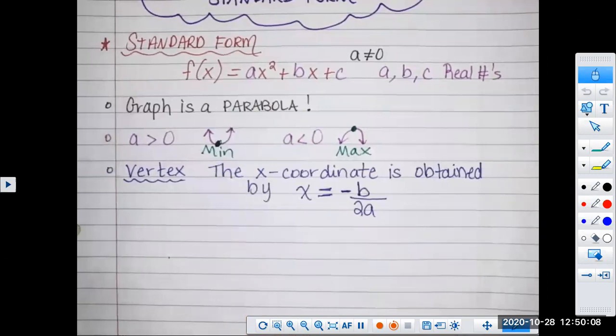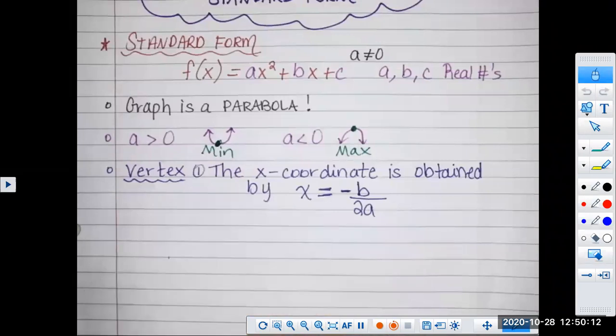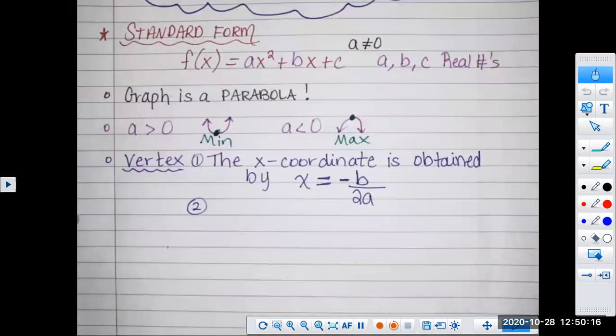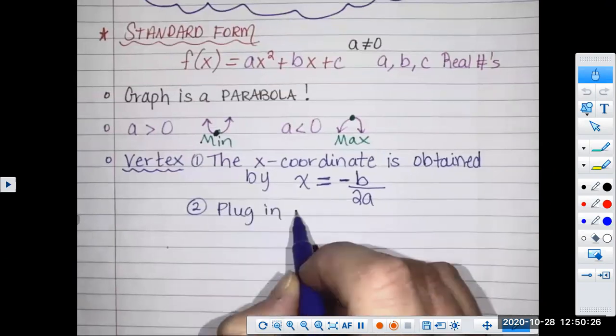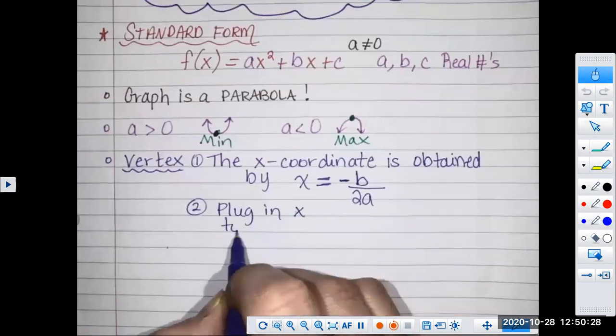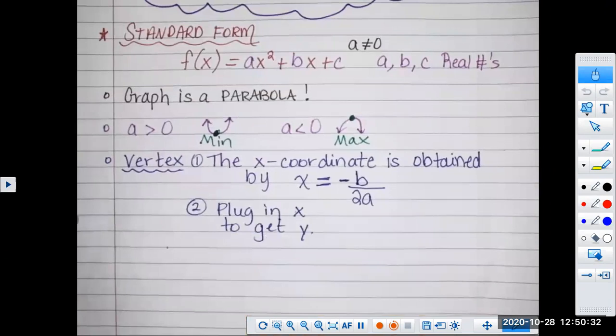Now, once you get that x coordinate, how do you think you get your y coordinate or your k value? If we know an x value, how can you get your y? There you go. So then we got to plug in x to get y. Don't you love that? And that's all just to get your vertex.